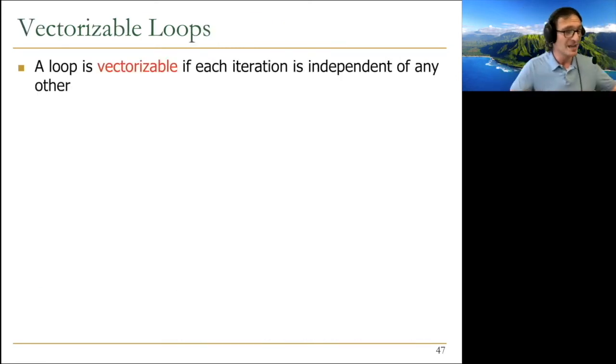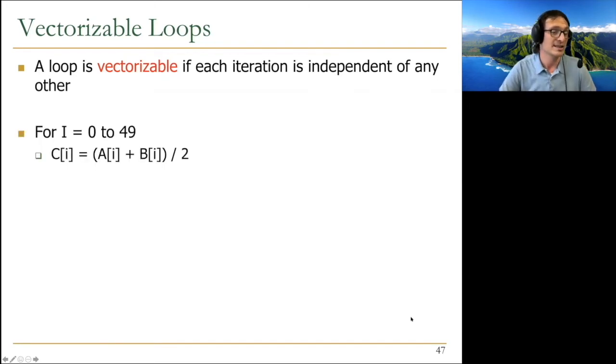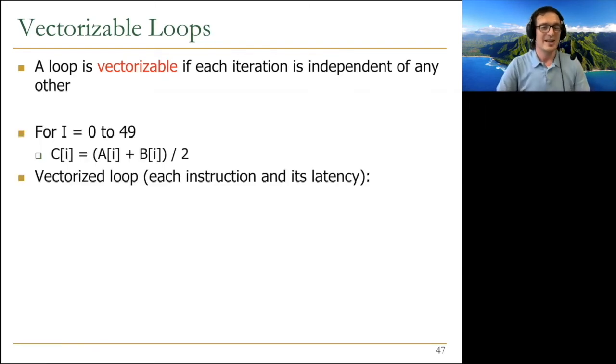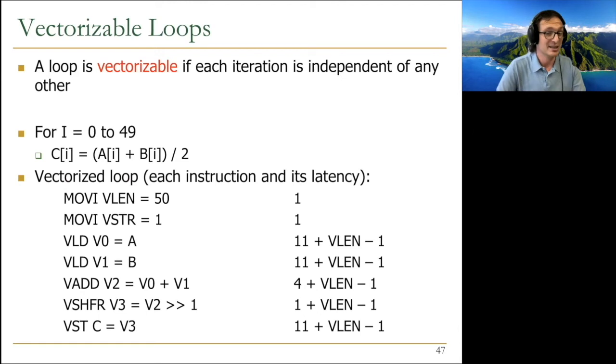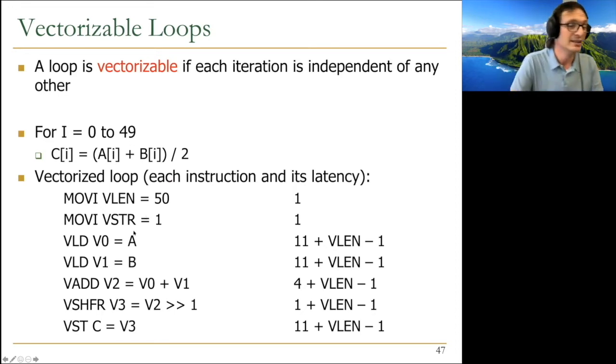Okay, now let's take a look at the notion of vectorizable loop. So the loop that we saw was actually a vectorizable loop. What does this mean? A loop is vectorizable if each iteration is independent of any other iteration, basically. So this is an example, as we saw. And if we vectorize this loop, this is what we will get. Each instruction has a latency. It will look like this. Basically, our vector length is 50. Our vector stride is 1, because we said consecutive elements are in consecutive locations. Stride is 1.